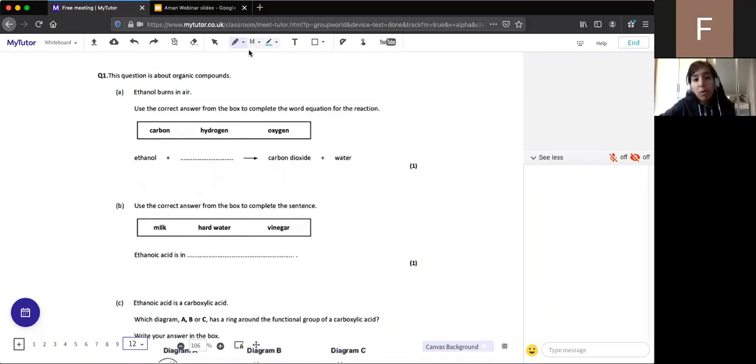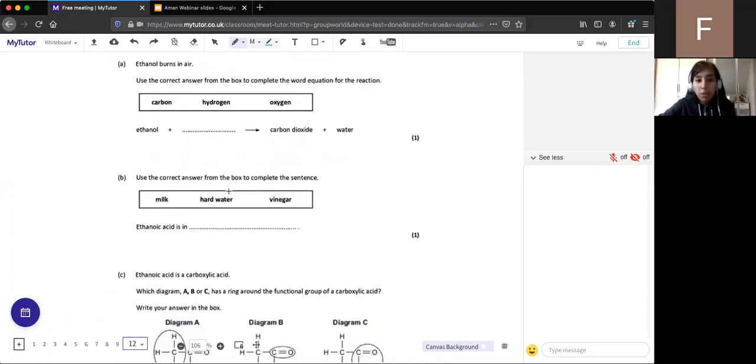So does anyone remember how we make ethanoic acid from ethanol? What do we need to do to it? So we need to oxidize it. So we need to put an oxidizing agent in there. And when that happens, we produce ethanoic acid. So I've kind of given the answer away for the second one, but ethanoic acid is in vinegar. And so when we oxidize our ethanol, we get ethanoic acid. So most of vinegar is made from water and ethanoic acid. And the answer here was oxygen.